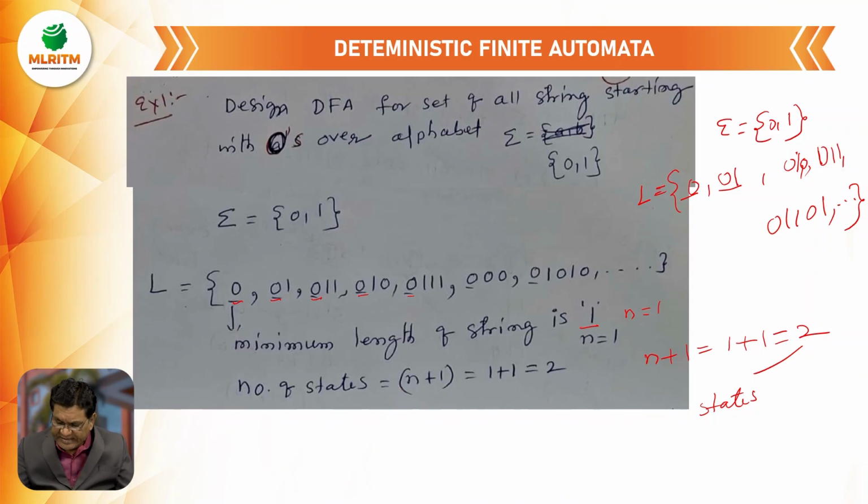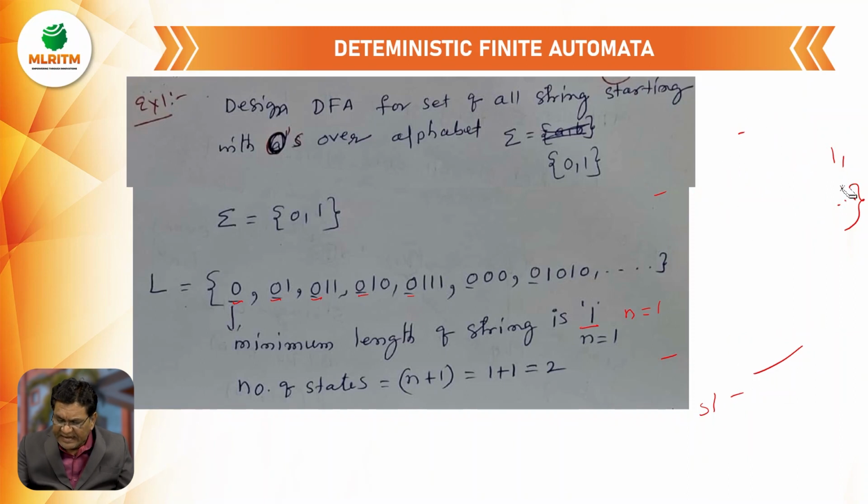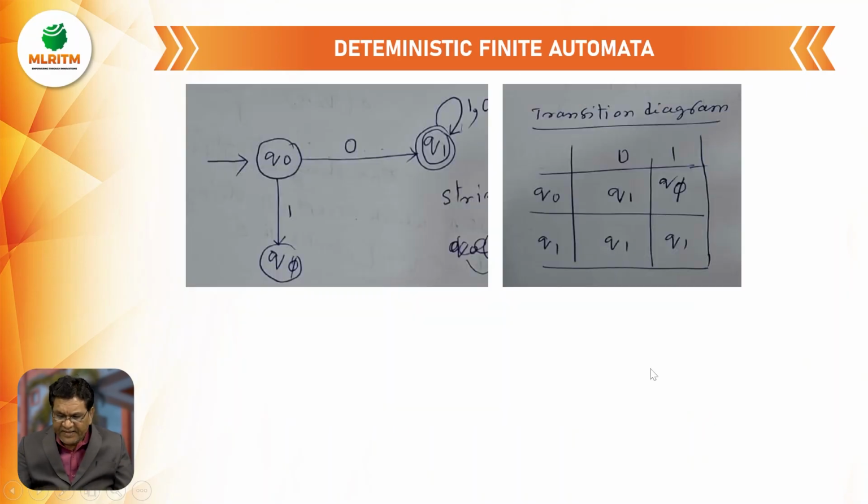But how to draw this transition diagram for the DFA? What I said is, every state must have 2 edges. See that here they have given the diagram. It is a transition table. Q0 with 0 goes to Q1, Q0 with 1 goes to Q phi, Q1 with 0 and 1 goes to Q1. Now see how many states are required. 2 states. Q0 is the initial state and Q1 is the final state.